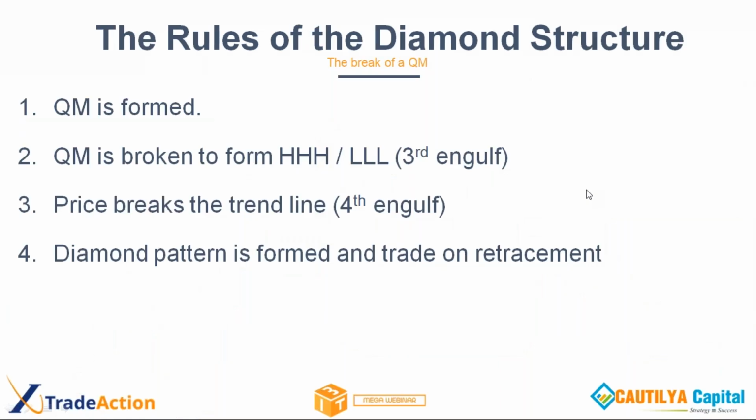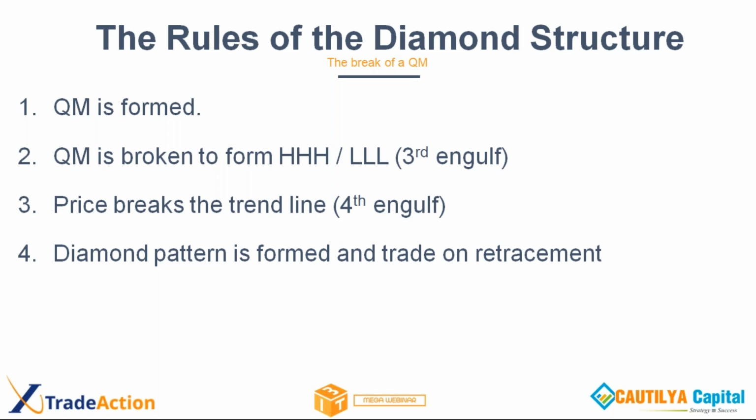So what are the rules of diamond structure? Rules are only four, of course. The first rule is a QM, which has its own four rules, correct? What are the rules for QM? High is formed, low is formed. Higher high is formed, lower low is formed. Authentic zone broken, QM power pattern emerges.